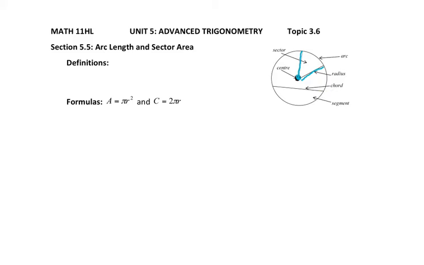A chord connects two points on the circumference, but does not include the center. If it did include the center, we'd call that a diameter. A segment is made from a chord and an arc, and again does not include the center. So make sure you make note of that. Chord and segment do not include center.